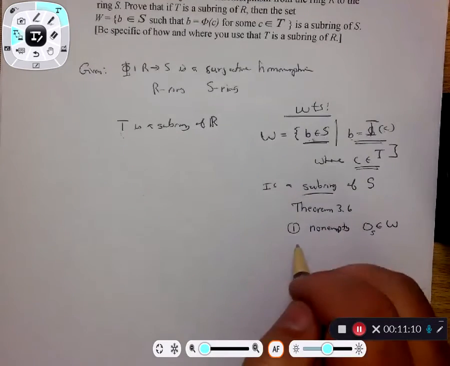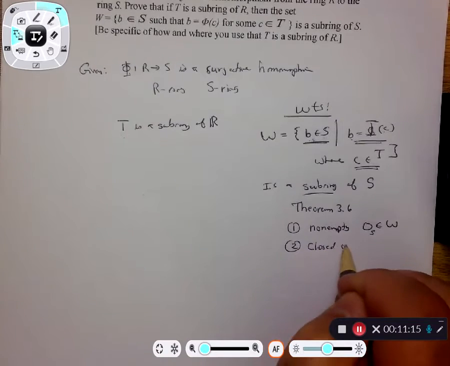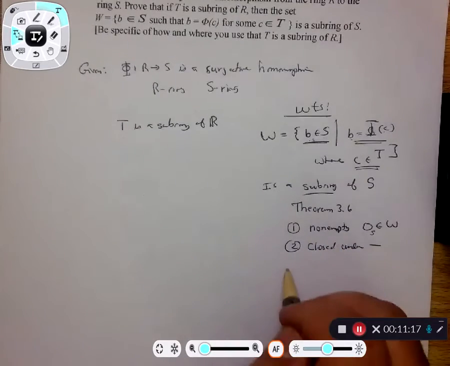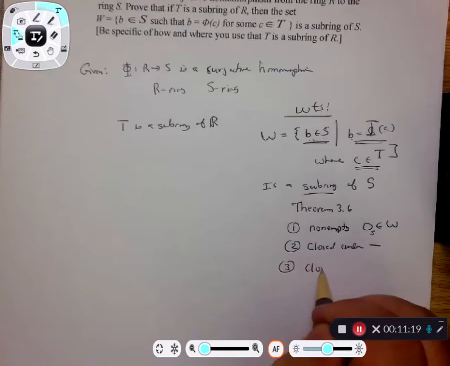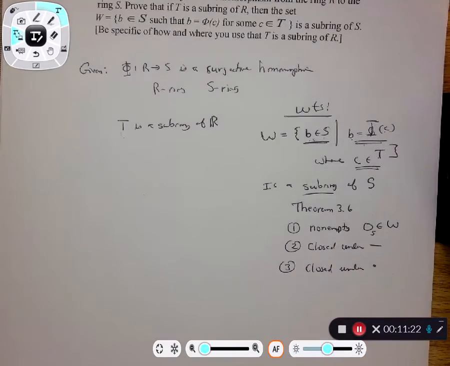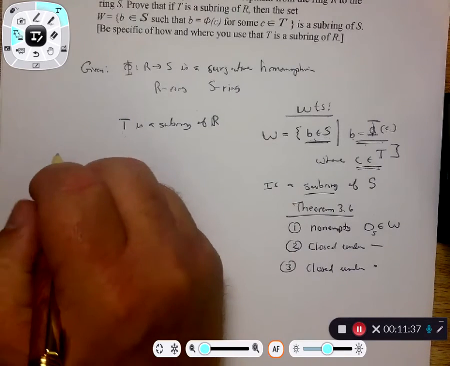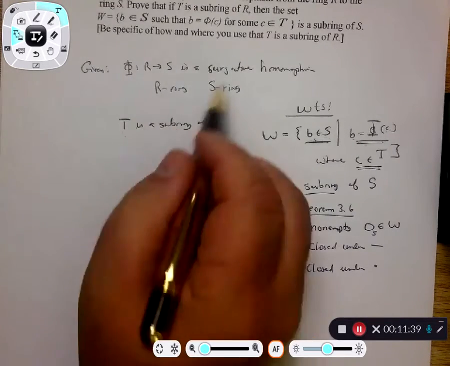Number two, you've got to be closed under subtraction. And number three, it's got to be closed under multiplication. So again, it's the same three paragraphs of showing you have an actual subring. Now the zeros shouldn't be too bad. So you start yourself out with the givens here.